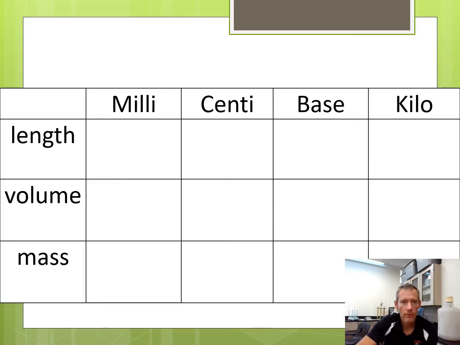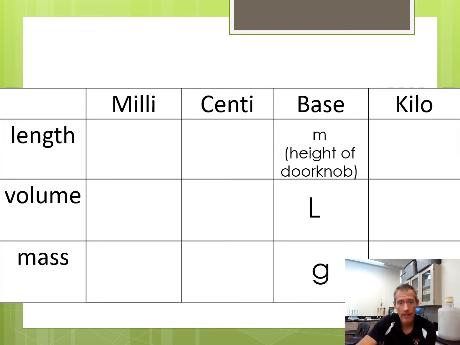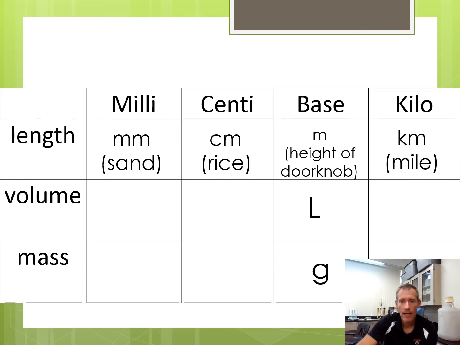All right. So if it's length, the base unit for length is meters. It's basically the height of a doorknob, and volume is liters, and mass is in grams. So a millimeter is basically the length of a piece of sand. Centi is a piece of rice, and a kilometer, the most comparable is a mile. 1 mile is about 0.67 of a kilometer.